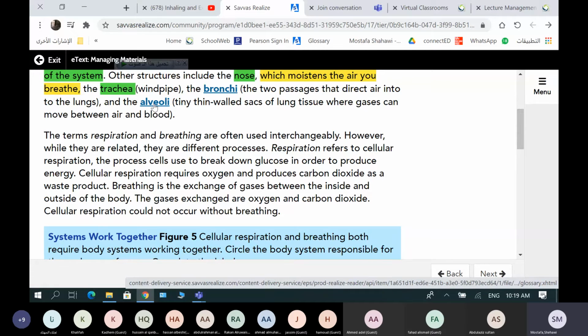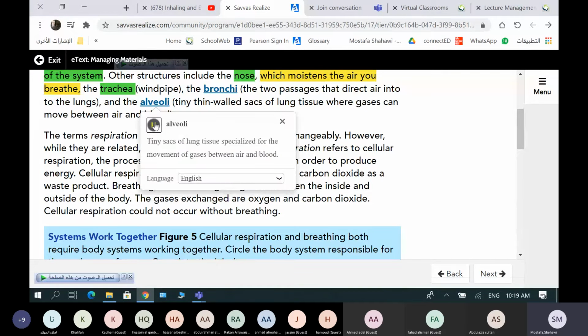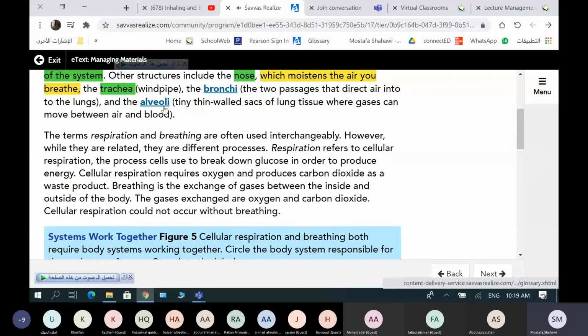We have talked about alveoli previously. Let's listen to it one more time. Alveoli. Tiny sacs of lung tissue specialized for the movement of gases between air and blood. So bronchi and alveoli, we have explained both of these. Bronchi direct air into the lungs. Alveoli are small sacs surrounded by blood capillaries, and the gas exchange occurs in alveoli.